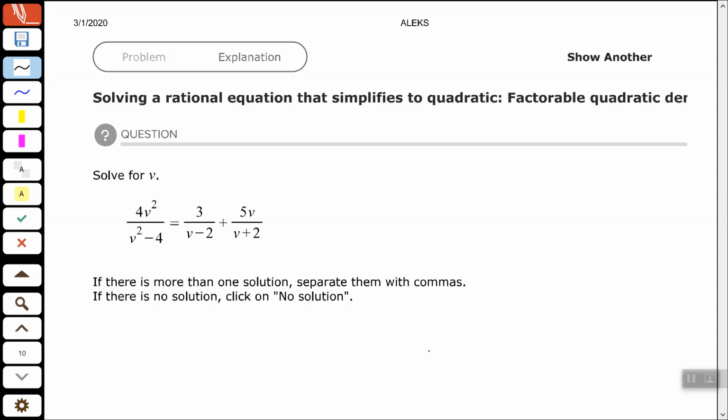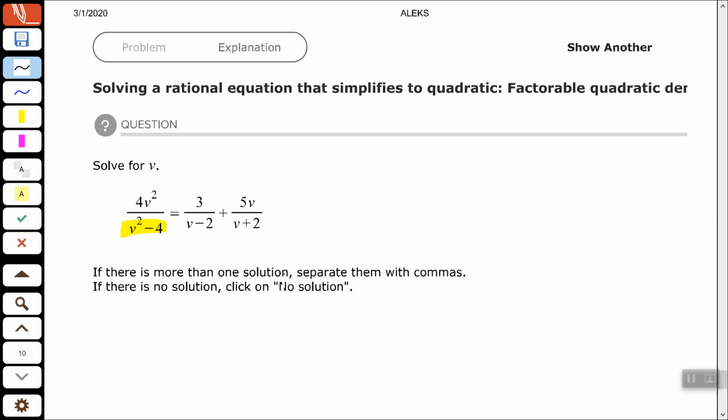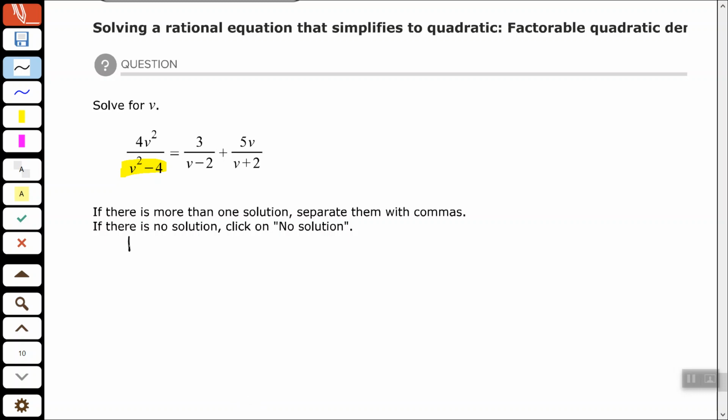In this video, we have the rational equation solving for v of 4v squared over v squared minus 4 equals 3 over v minus 2 plus 5v over v plus 2. All right. So we can factor that first denominator using the difference of two perfect squares. So let's rewrite this.